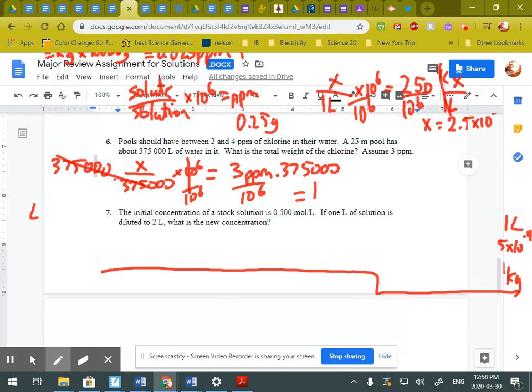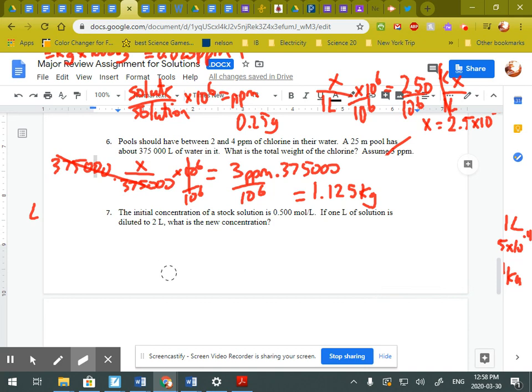We get 1.125 kilograms. That's a perfect number. There's really no good sig figs here, so we'll just leave it like that. All the sig figs are kind of messed up. Okay. All right, so we have an initial concentration of stock solution is 0.5.